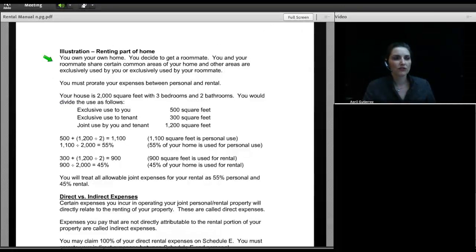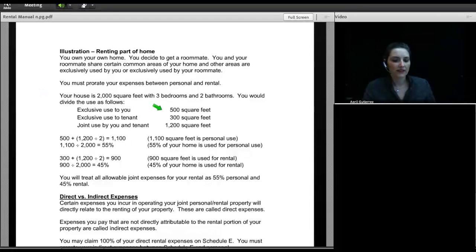You own your own home and you decide to get a roommate. You and your roommate share certain common areas of your home, and other areas are exclusively used by you or exclusively used by your roommate. You must prorate your expenses between personal and rental. Your house is 2,000 square feet with 3 bedrooms and 2 bathrooms. You would divide the use as follows.